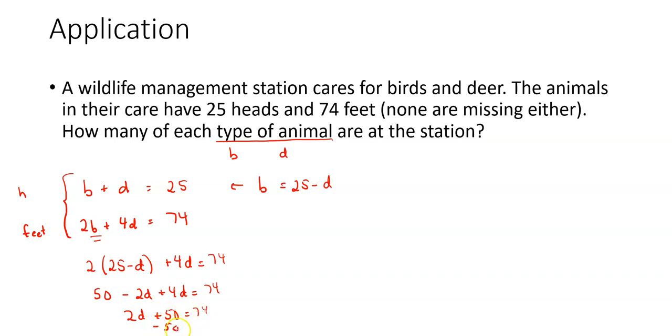All right, subtract a 50 from each side. I'm going to move up to the top of the next column here. D is equal to 12. So if there's 12 deer, then there's got to be 13 birds. And you can go back into that second equation and check it. It turns out it checks out.